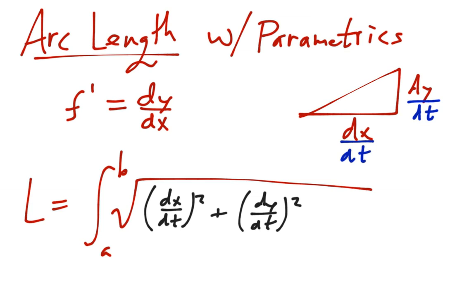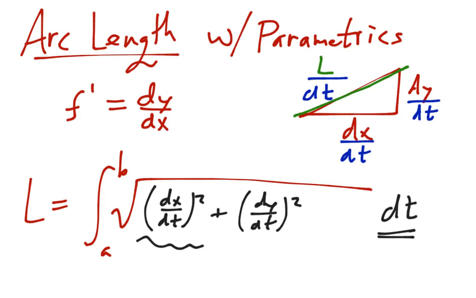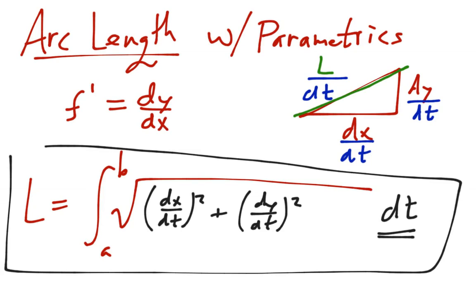However, in this case, notice that the original length that we wanted is now divided by this dt term, because the dx and the dy were also both divided by the dt term. So when we calculate our length, what we have to end up doing is multiply back the dt. And so this is where the dt comes in for our integral with parametric arc length, versus algebraically manipulating the inside to pull out the dt. So this is our arc length formula for parametrics.